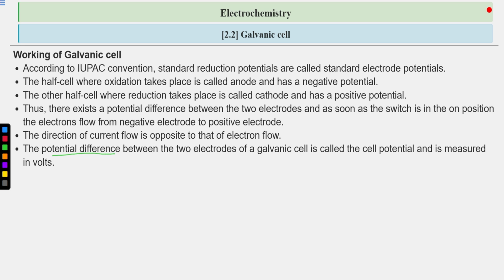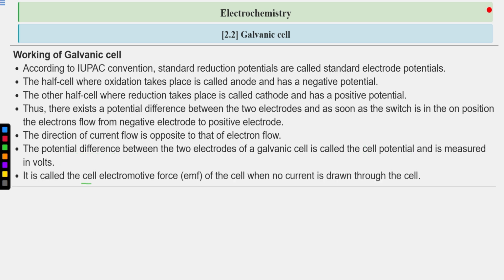The potential difference between two electrodes of a galvanic cell is called the cell potential, and it is measured in the unit volts. As we are talking about a galvanic cell, the two electrodes present in it have different potentials with opposite signs. So the potential difference developed between these two electrodes is called the cell potential, and it is measured in volts. Volt is represented by capital V.